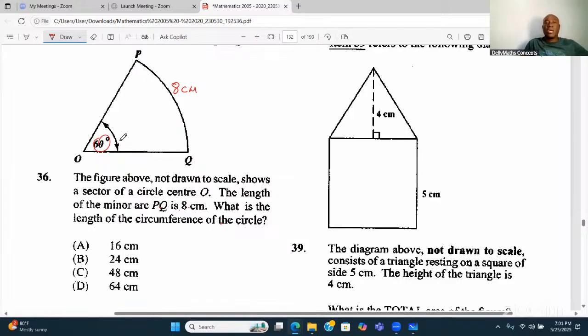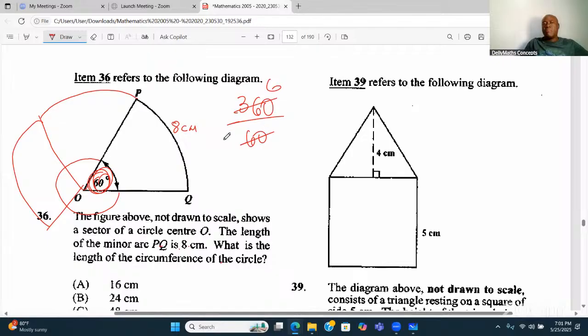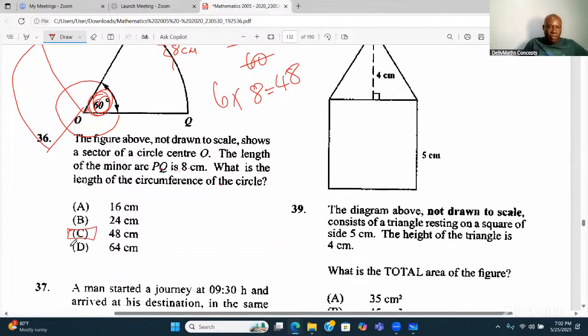In other words, if I could find out how many 60 I could get out of 360, every time I get that, I'm reproducing 8. Every time I do it, I'm reproducing 8. So all I have to do is to say, okay, how many 60s can I get out of 360? If I take 360, which is a full circle, and divide it by the central angle here, it's going to happen 6 times. But for every time I get a 60 degrees, I'm getting 8. So 6 times 8 would be 48 centimeters, the circumference of that full circle. 6 times 8 is 48. So our answer right there is 36.